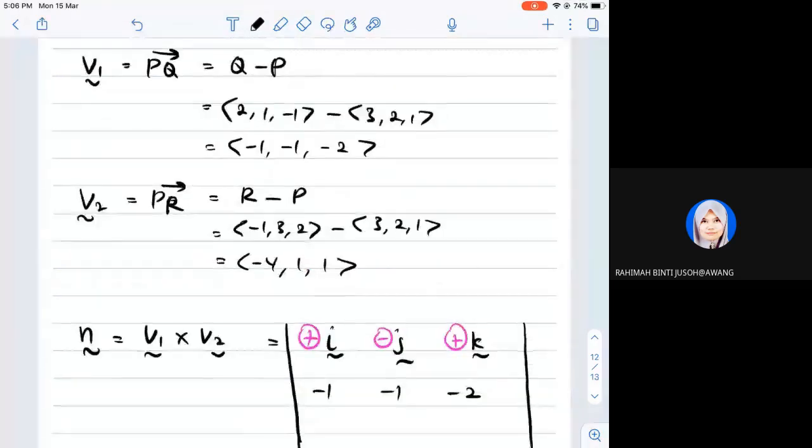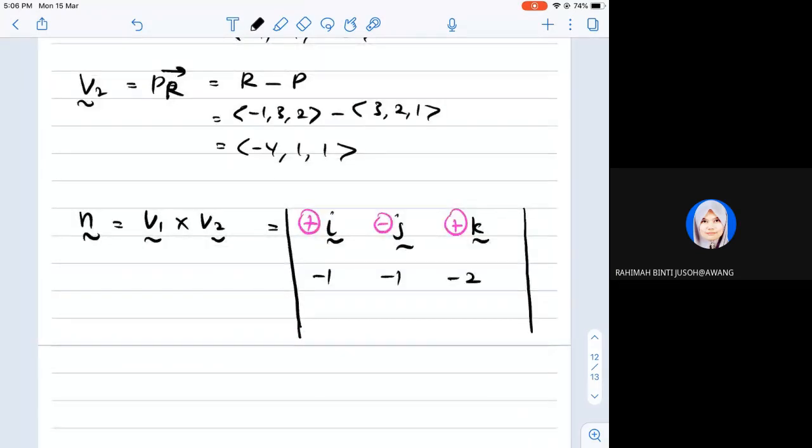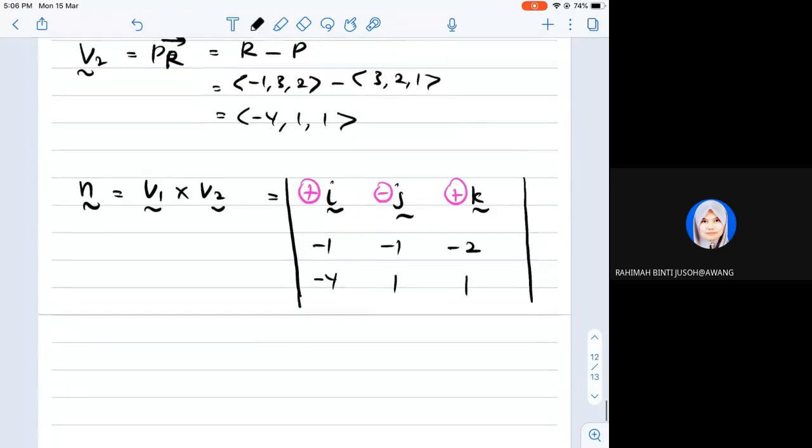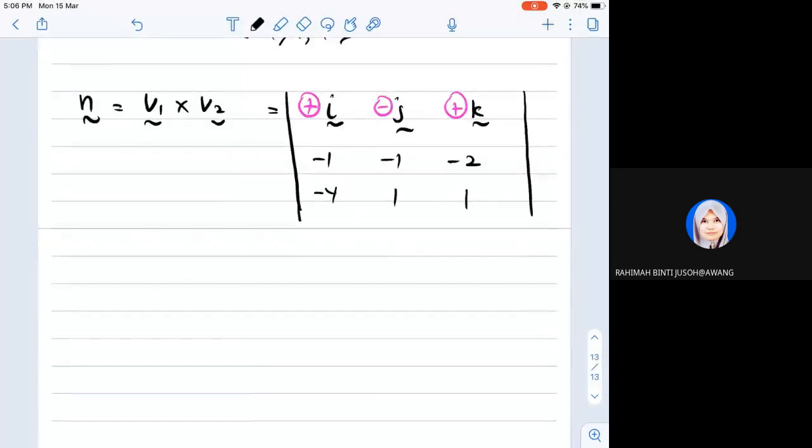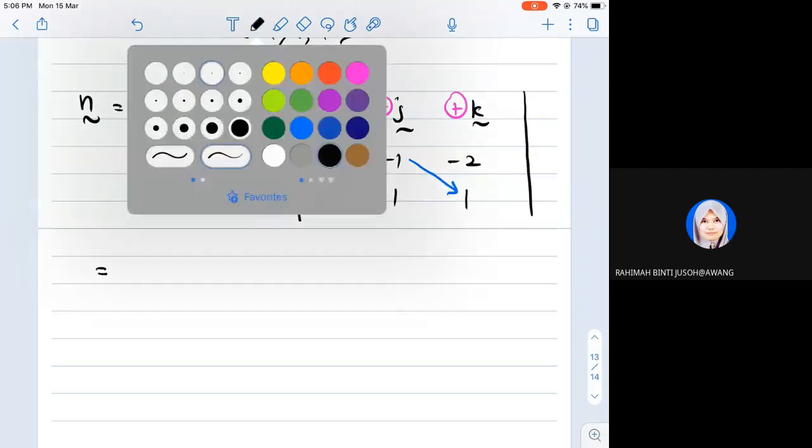Memang negatif ke semua sekali ni? Betul lah. Okay. And then V2 is negative 4, 1, 1. Okay. So the cross product goes this way, guys. First of all, what you need to do is you have to close the first column. Tutup kolom yang pertama. So right now, we are closing the second and third column. So what happened? Proses dia macam ni.